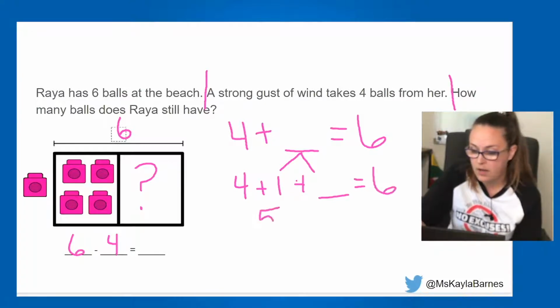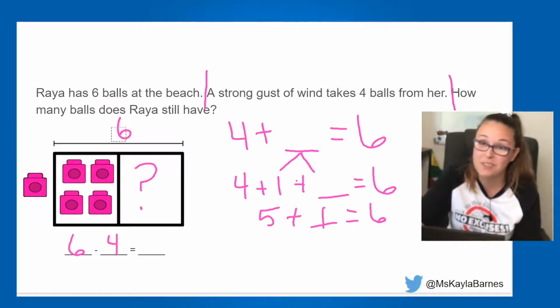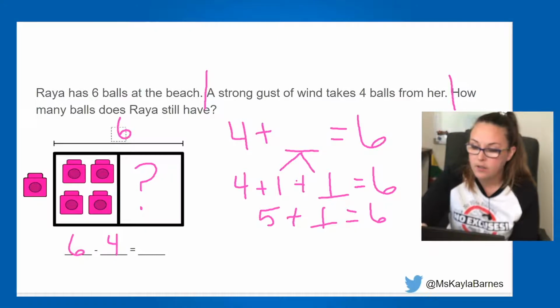So this is 5 plus something equals 6. And I know that 5 plus 1 equals 6, which also means that 4 plus 1 plus 1 equals 6. And I know that this piece in the middle, 1 plus 1, I know that that equals 2.